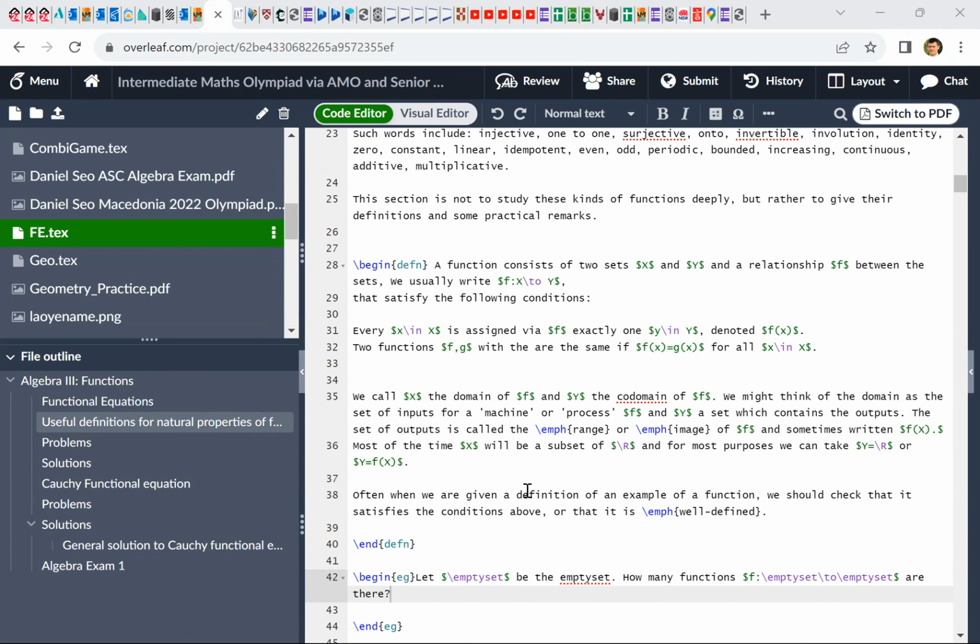A function from the empty set to an empty set is like Liam talking to Michael. Huh. Liam talking to Michael. So does that mean there is a function? Or there isn't?